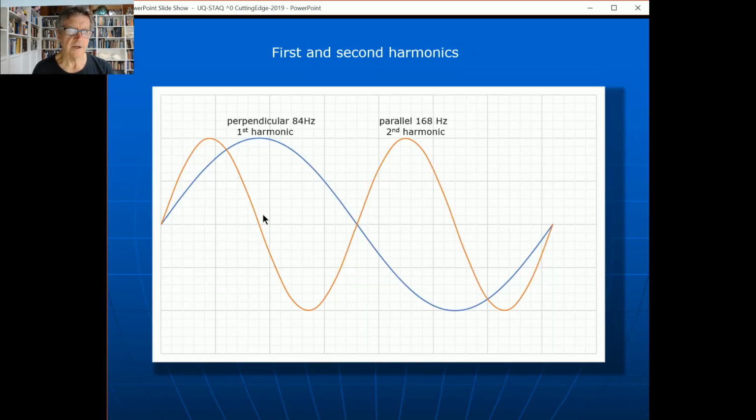Okay, oh, here we go. This is just in theory. First harmonic is the blue line, second harmonic twice the frequency.